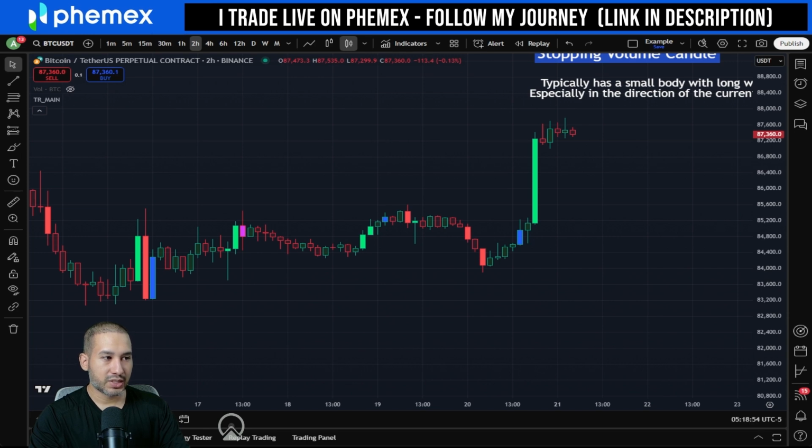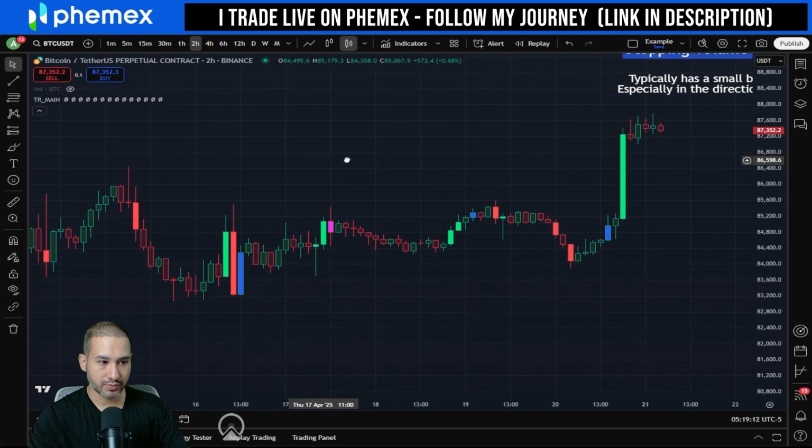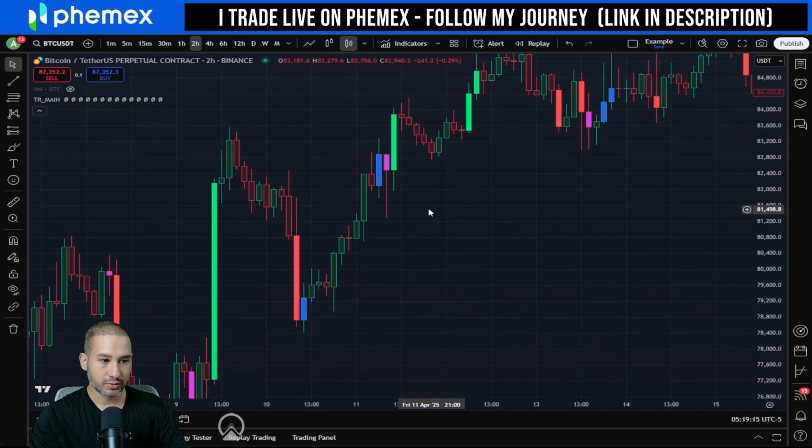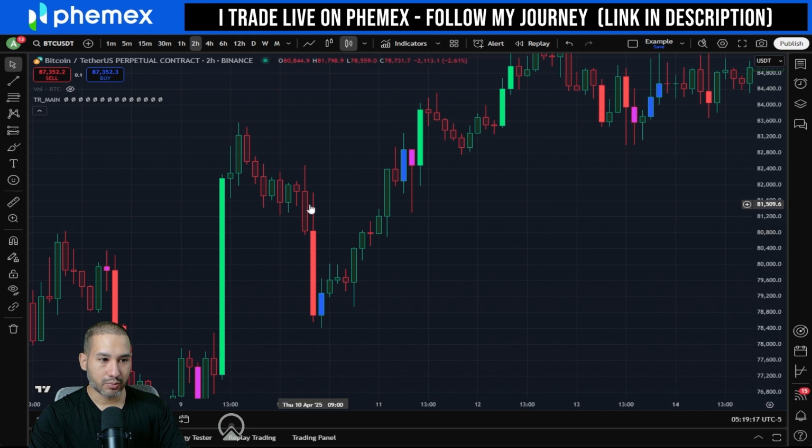So when you see these stopping volume candles, they represent an attempt by market maker to absorb liquidity, exhaust momentum, and often signal a potential reversal area. You'll also see this candle appear after a series of vector candles, acting as a pause before the trap is sprung or the reversal starts. So again, we see market maker has sold here, got a red vector candle, and then the move is exhausted here with a stopping volume candle before the reversal starts.